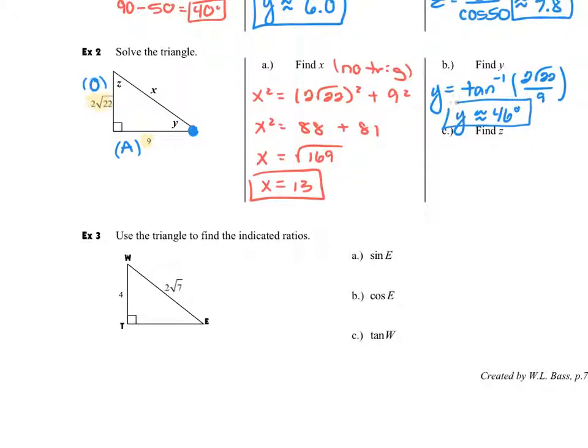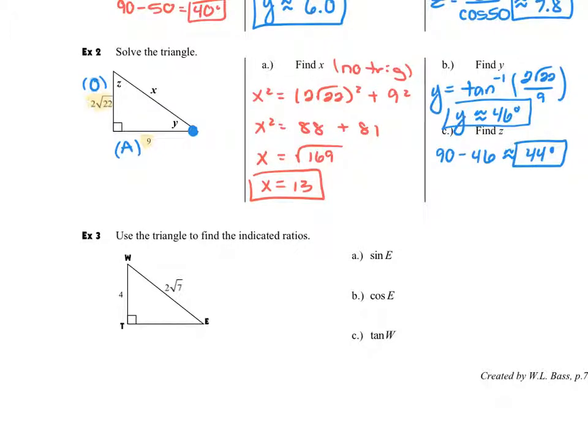Okay. Now, to find z, the easiest way to find z, since we don't have to magnify it by putting in a Pythagorean theorem, the easiest way to find it is just subtract it from 90. Use those nice complementary angles. That'll save you some time, and you'll get 44 degrees.